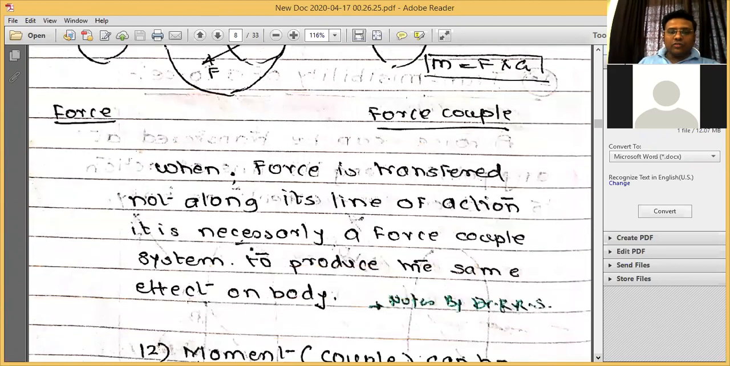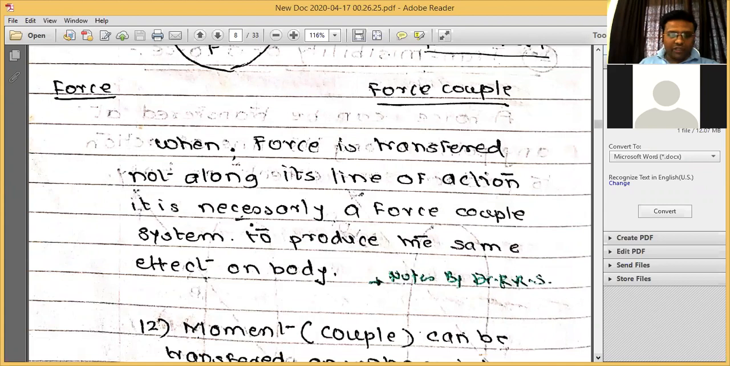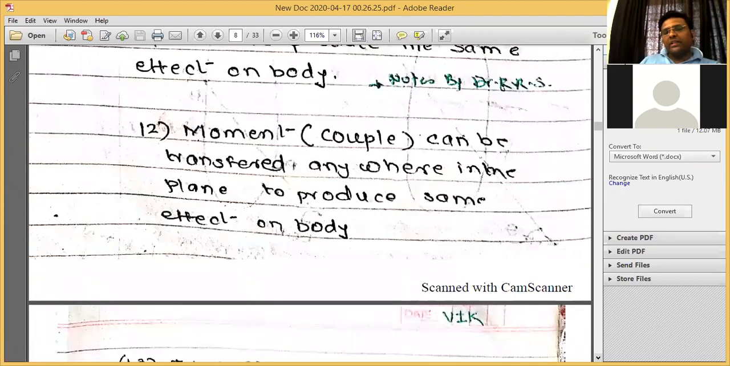So force is transferred not along its line of action. It is necessary to calculate the force couple system to produce the same effect on that particular body. A moment or a couple can be transferred anywhere in the plane to produce the same effect on the body. So this is a very important characteristic of a moment or a couple, that it can be transferred anywhere only in that particular plane where these particular forces are acting.